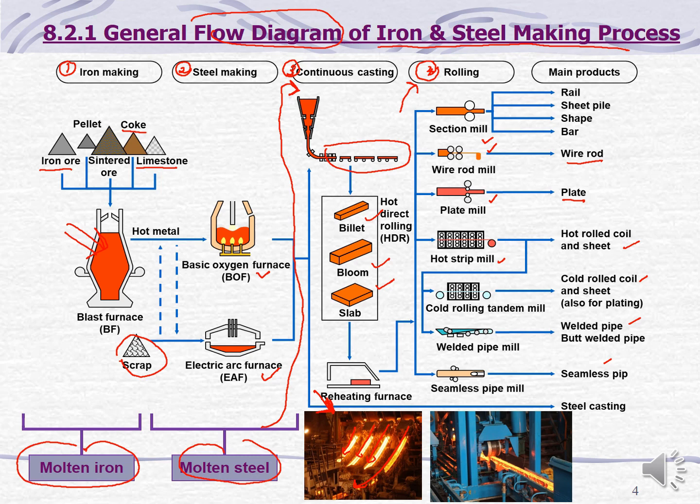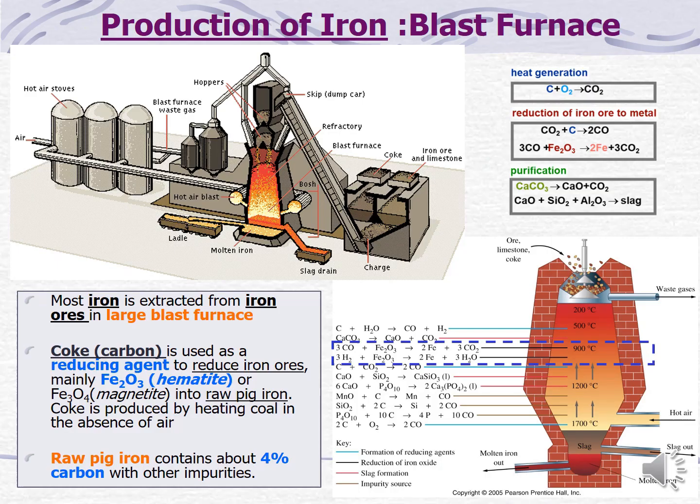Here you can see this is the rolling process. The metal goes through two rollers in order to reduce the thickness of the metal. This is the image of a blast furnace. This is the blast furnace.